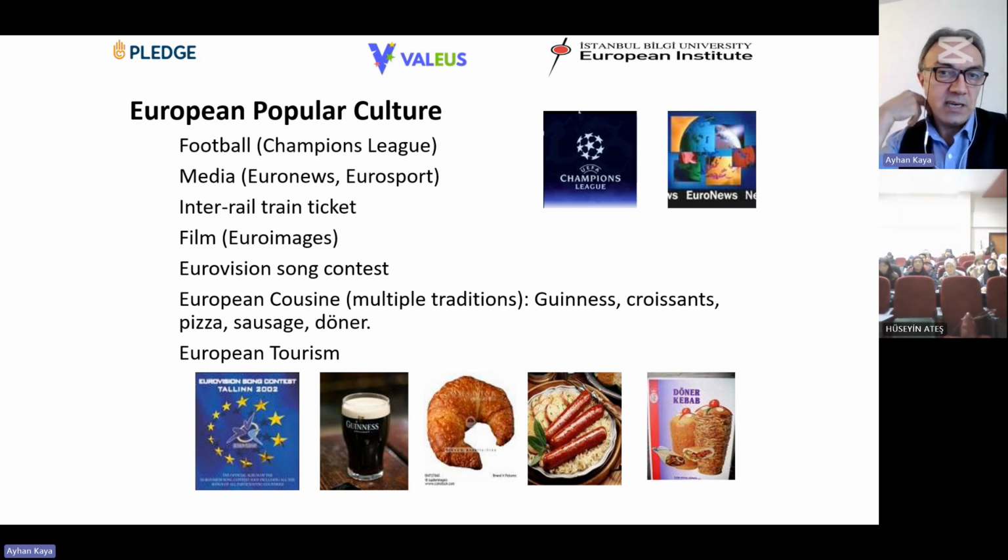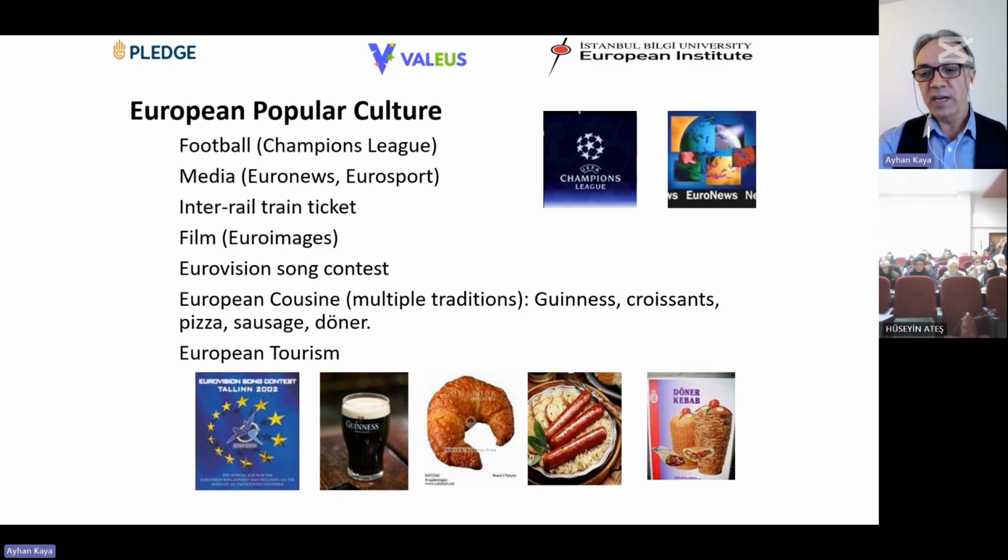European cuisine, there are beers, croissant, pizza, sausage, and doner. Now, doner is a part of the European cuisine, right? Doner is the most consumed German national dish. Can you imagine that? I mean, rather than sausages, Germans prefer doner, so there's also a really interesting debate: who owns doner, Turks or the Germans? Well, that's a decision for you guys to make, and European tourism as well. So this is how a space is constructed. This is how a European space is constructed.